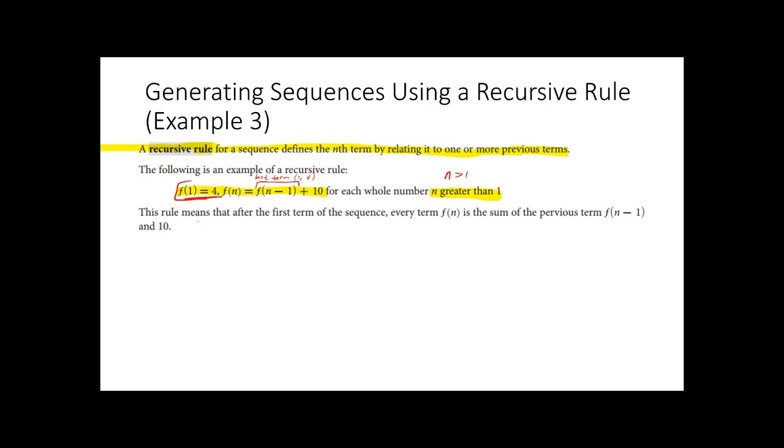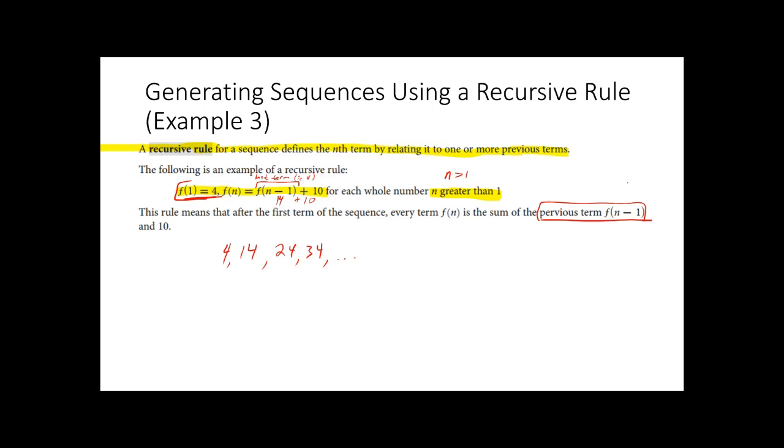Now, again, the previous term is represented by f of n minus 1. That's all it's saying. So in this example, our first guy was 4, right? Well, what's 4 plus 10? Because that's our rule. 4 plus 10 is 14. But now, who was the last guy? 14. So what's 14 plus 10? 24. And as you can see, we just keep adding 10, and we got our sequence represented by this recursive rule.